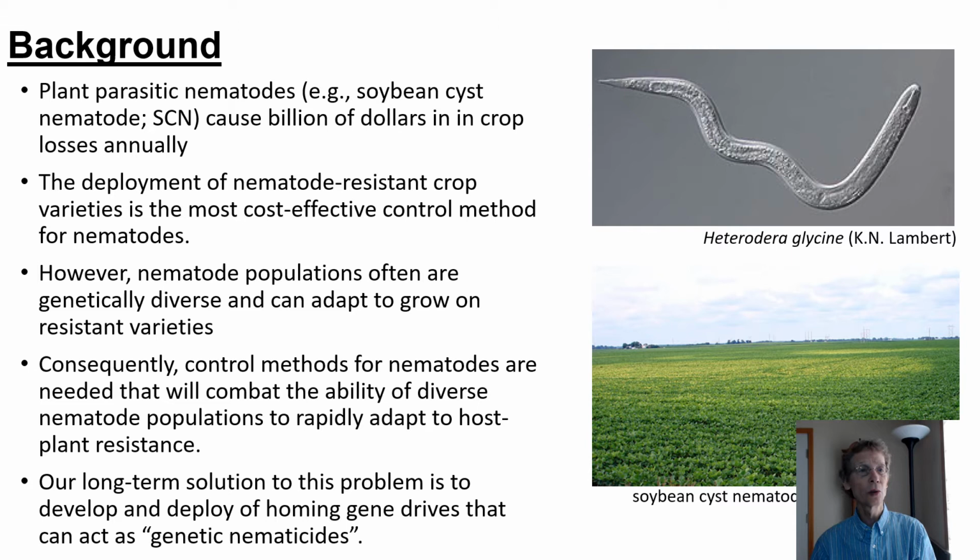Now, the best way, and the way that's currently used to control most nematode diseases in plants, is the planting of nematode-resistant crops. However, many nematodes, like soybean cyst nematode, exist as highly diverse populations. If the same crop variety or the same resistance gene is repeatedly planted in an area, they can develop the ability to grow on those resistant varieties by selecting out rare individuals from the population that now become dominant.